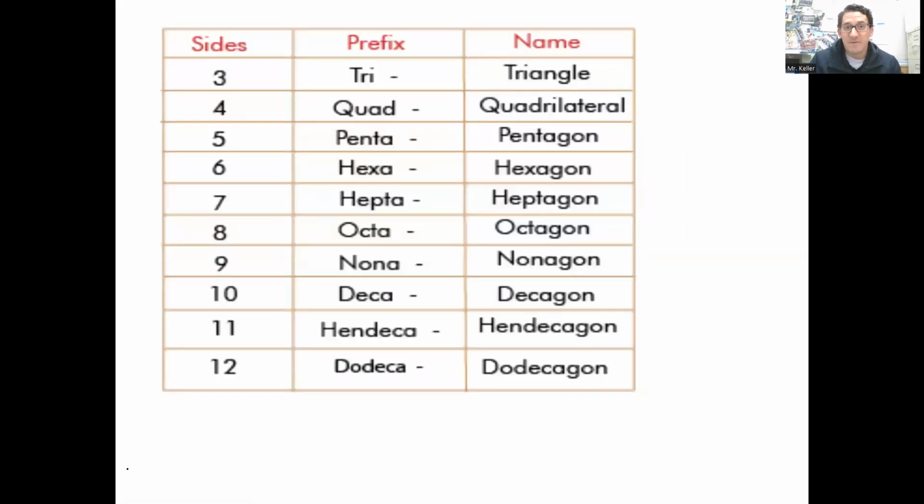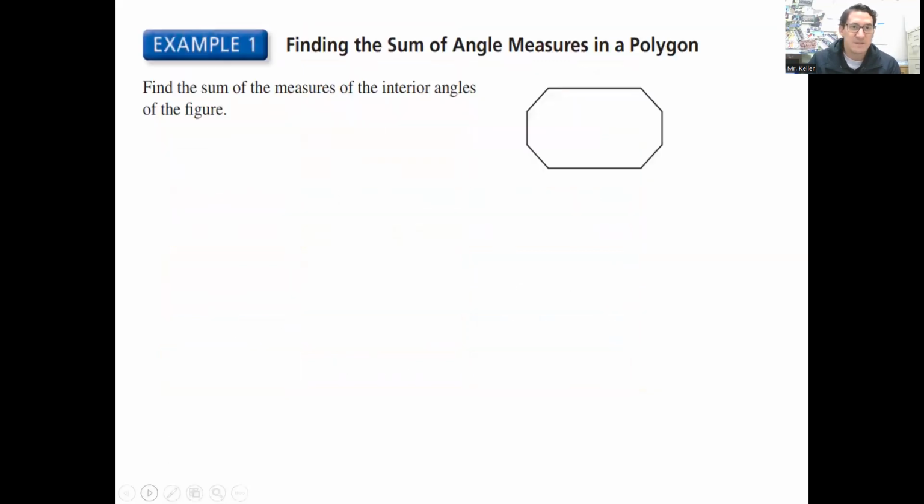Before we do that, just prefixes. If you need to look this stuff up, this is on Google. I got this chart from Google. But yeah, you'll need to know these different prefixes.